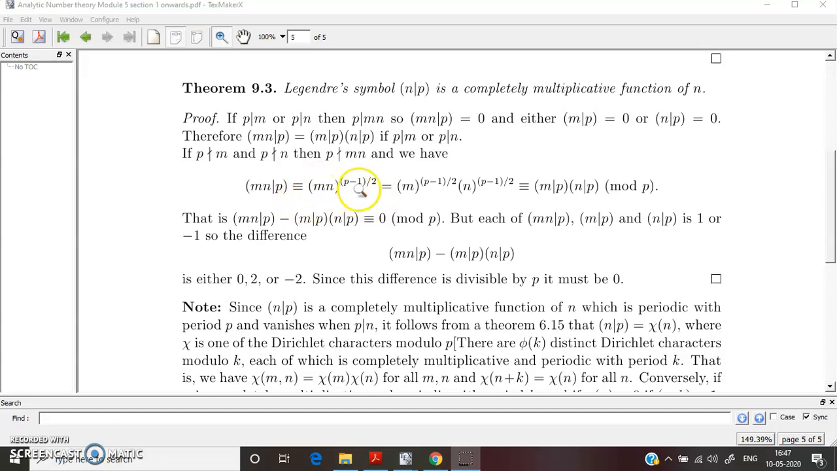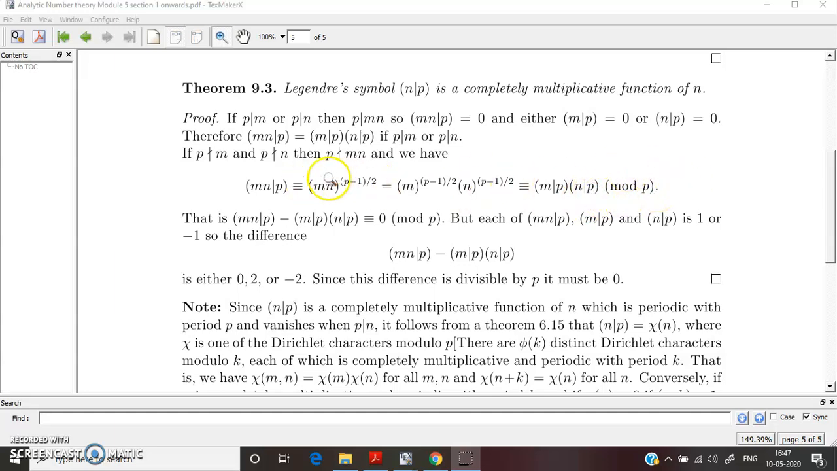But (mn) raised to (p minus 1) by 2 is m raised to (p minus 1) by 2 times n raised to (p minus 1) by 2. But m raised to (p minus 1) by 2 is, by Euler's criterion, congruent to (m over p) mod p, and n raised to (p minus 1) by 2 is congruent to (n over p) mod p. So when you combine this, this is (m over p) times (n over p) mod p.